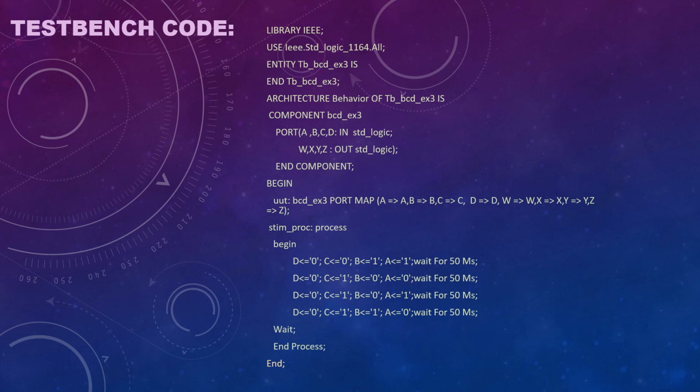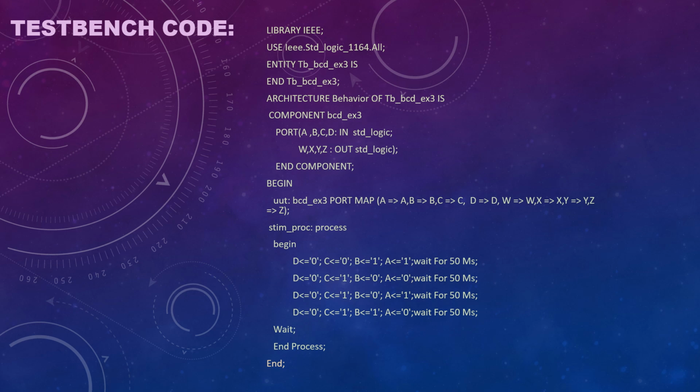In this test bench program, we declare the components which we use. In this component, there is a port. In that port, we declare the inputs and outputs we use. Then the component begins, and the port map is used, where we map A, B, C, D. Then the process begins. In the begin, we give the digits.